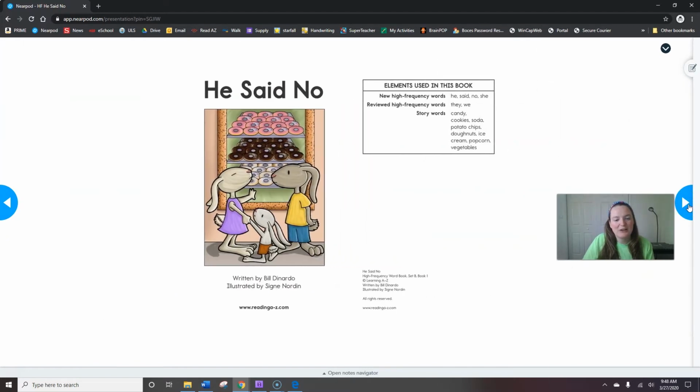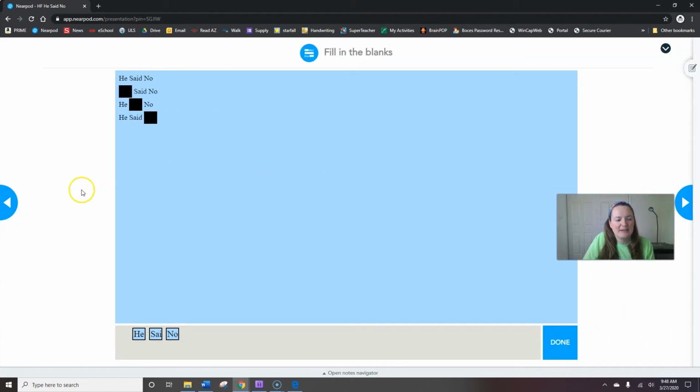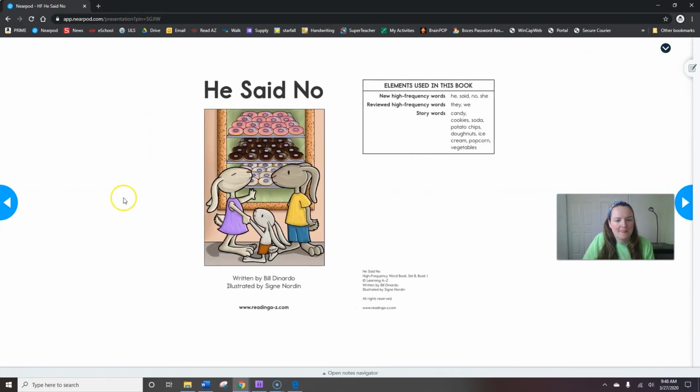So now we're going to go through. We're going to reread each page. And then usually we use the cards to match each page and the words that come up. So the way that we're getting around it is matching this way. So my only sentence is he said no.